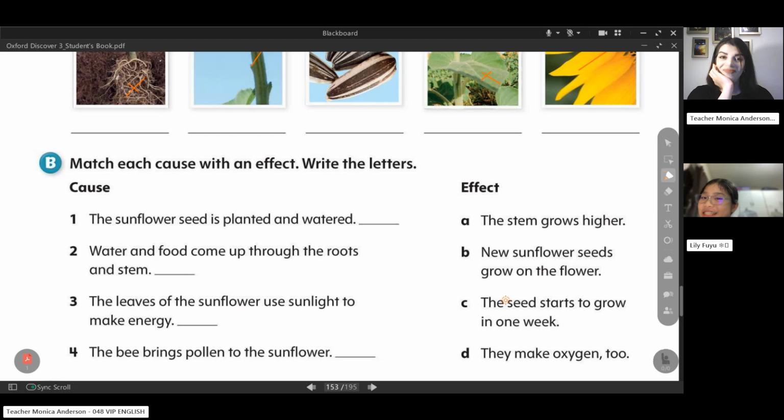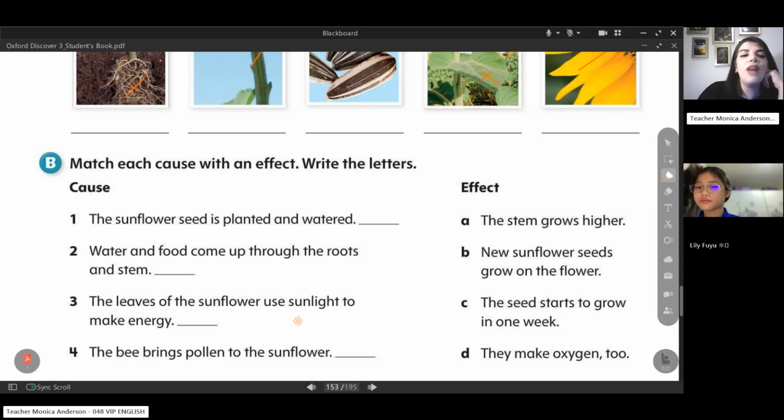No. The two. Yeah. Two is the bee. Yeah. Nope. Two is the eye. The stem grows higher. Read all of them, okay. Read all of them, don't rush. Okay. And then, so. The sunflower uses sunlight to make energy and they make oxygen too.